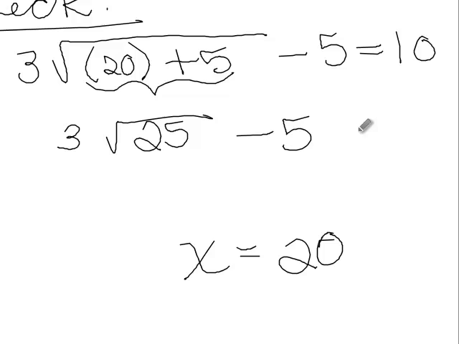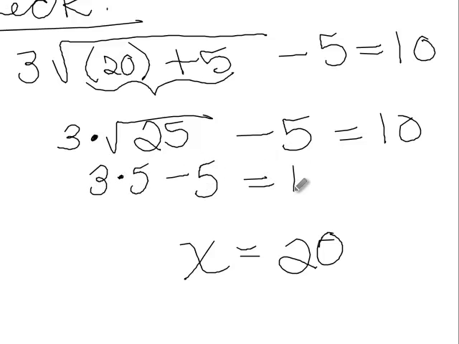And then we have to take care of the square root, and the square root of 25 is 5. And remember, there's an implied multiply right here between the 3 and the square root of 25. So this becomes 3 times 5 minus 5 equals 10. And 3 times 5 is 15. And when you subtract 5 from that, you do get 10, so this one does check out.